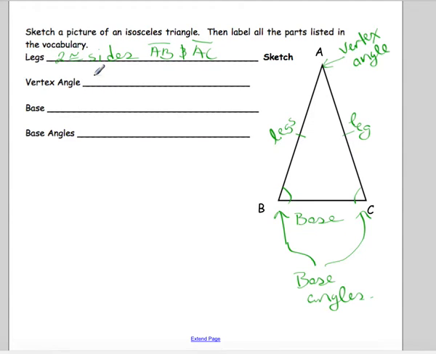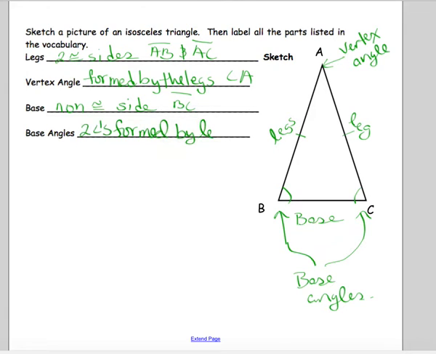The vertex angle is formed by the legs, and it is angle A. The base is the non-congruent side, and in this case it's BC. And the base angles are the two angles formed by the leg and the base, and those are angle B and angle C.